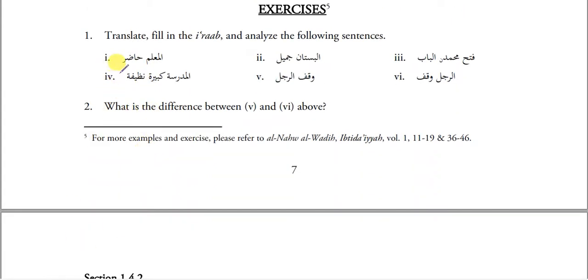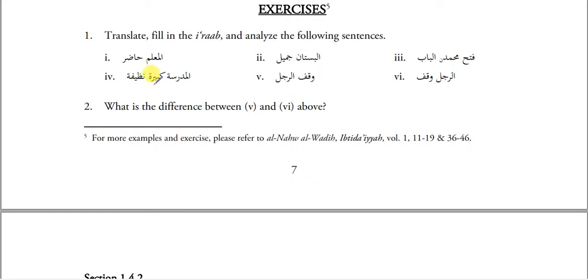Now the first exercise is: translate, fill in the i'rab, and analyze the following sentences. So what we have to do is generally add i'rab on it. But for adding the i'rab you must know something to solve these questions. These words don't have any i'rab on them. You have to give i'rab on all these sentences, but you don't only have to give i'rab, you also have to solve all these sentences.